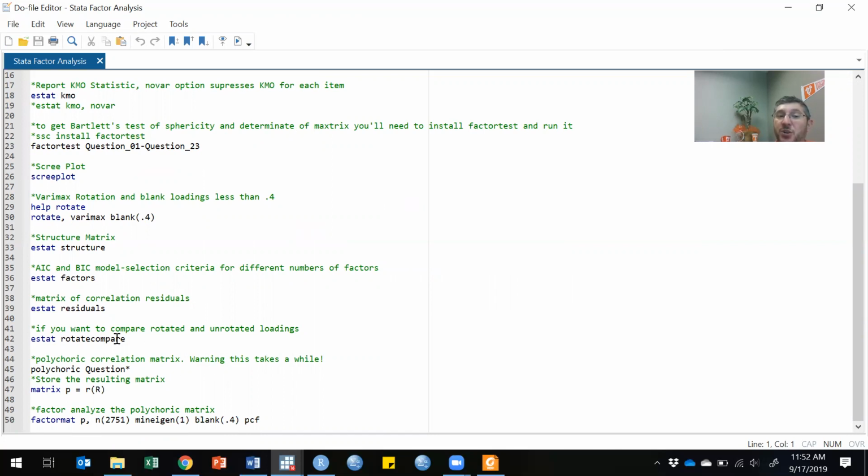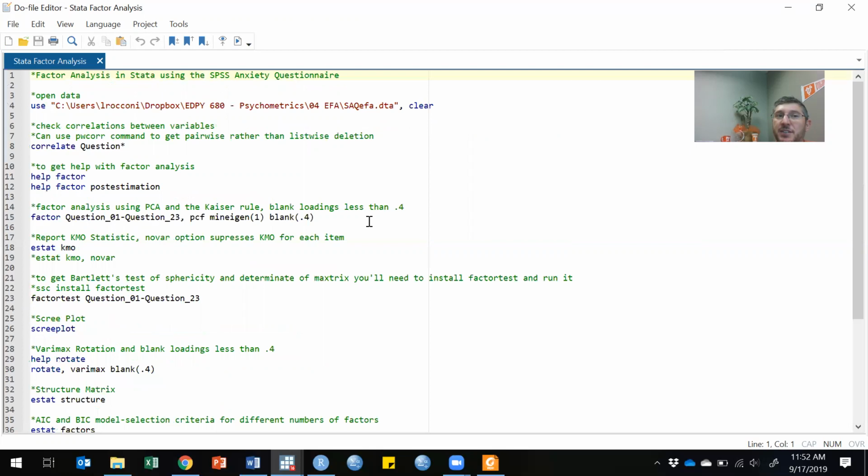You can get the polychoric correlation matrix out of Stata. It takes a little bit longer than R does, and you can factor analyze it. You can't, though, get the ordinal alphas out of Stata. If you find out a way how, let me know. I wasn't able to figure that one out. Basically, that is our walkthrough of factor analysis in R.